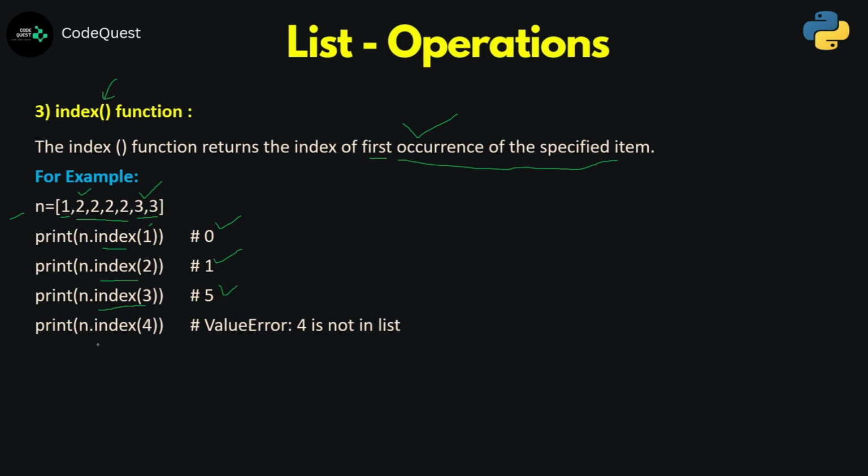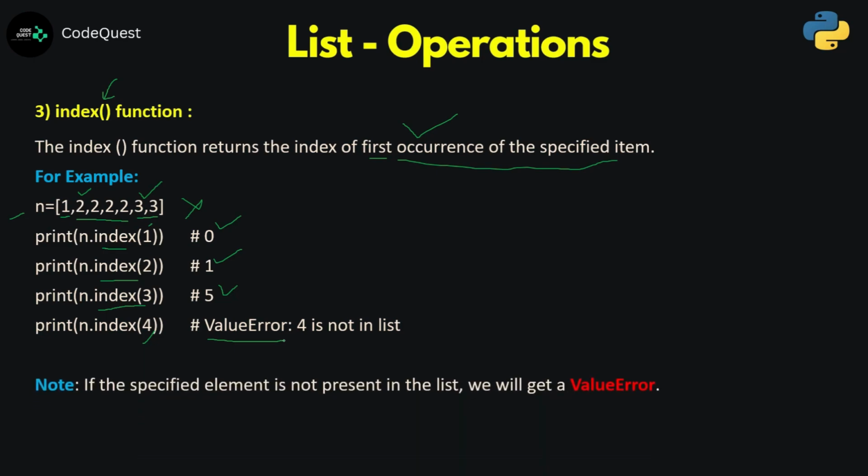Now, if we try to apply the index function on an element which is not available in the list, then we are going to get an exception that is called value error. Okay. So, if the specified element is not present in the given list, we are always going to get a value error.